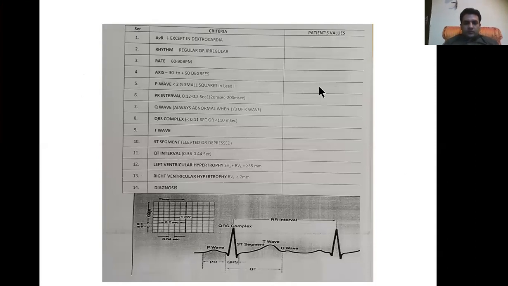This is the key which you can call Saqib's 14 points for reading ECG. These are the 14 points. By applying these 14 points, you can read ECG in about 2 minutes, and you can pick the major changes in the ECG.